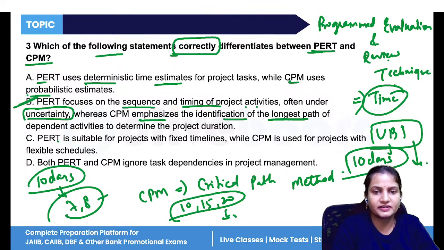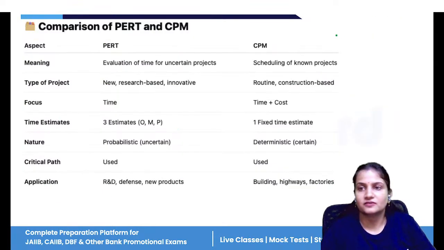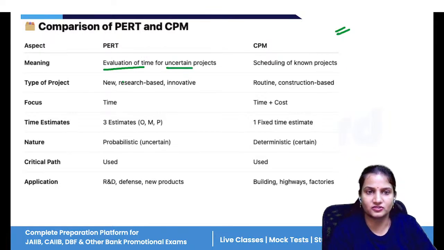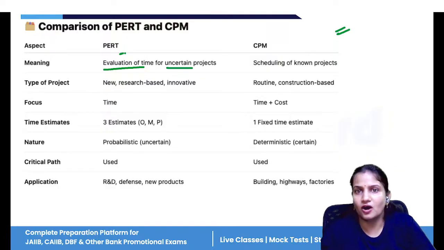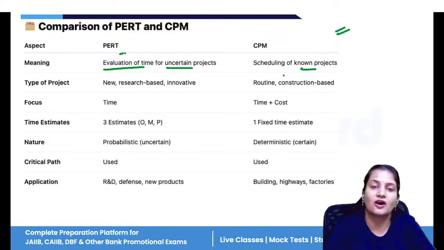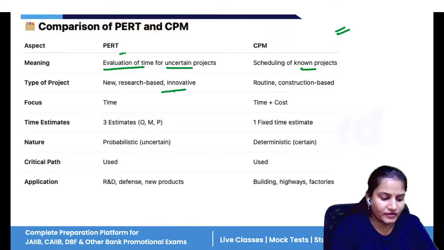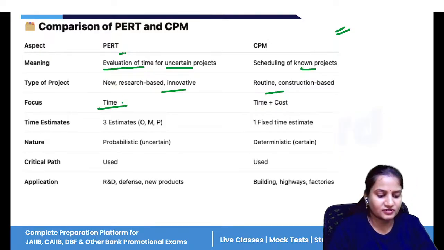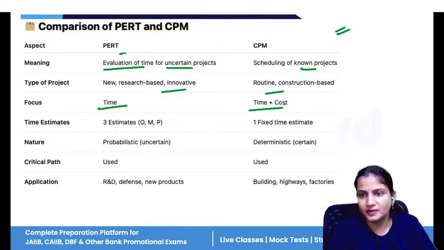Okay, so here also it says PERT is not for fixed, it is for flexible. CPM is for fixed. So this is the comparison chart of PERT and CPM. In PERT, evaluation of time for uncertain projects. You are evaluating the time when you don't know how much actual time it will take to complete that project. In that case, we will use PERT. Now, CPM is when you know how much time it will take. PERT is innovative, while CPM is for routine tasks. CPM focuses on time plus minimum cost, so the cost should be minimum in this.